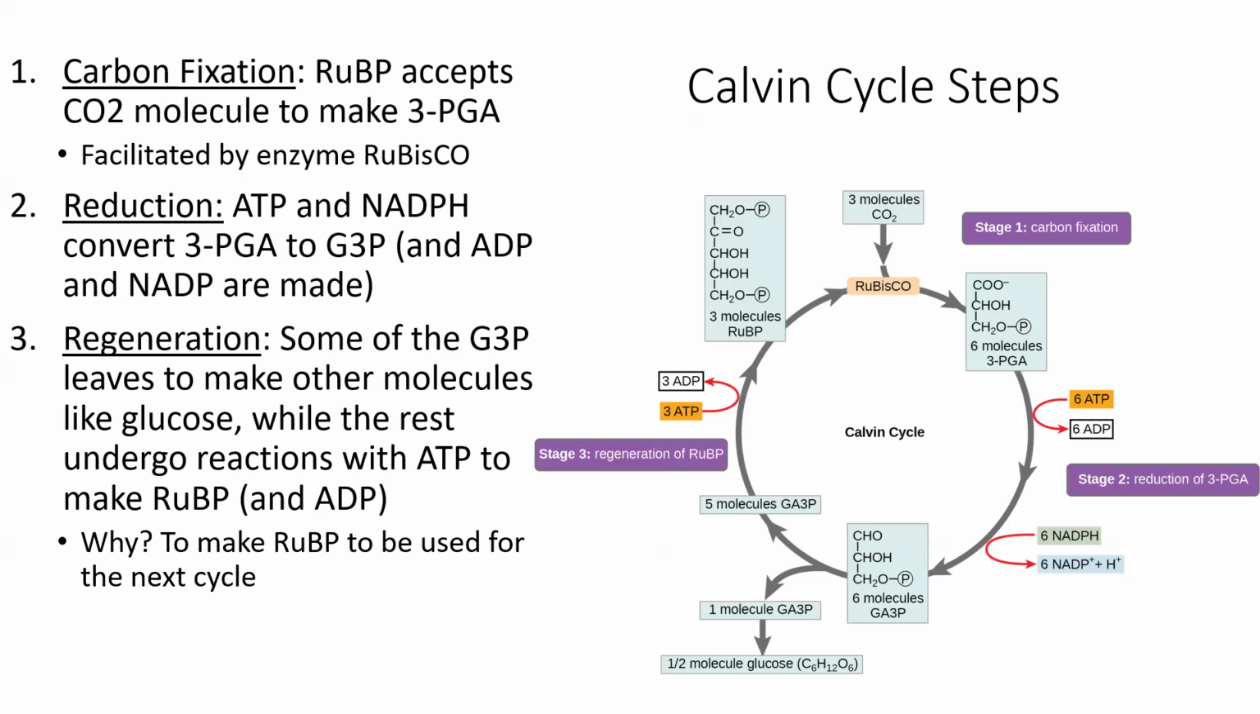So I mentioned here for this regeneration step, which is where we're regenerating this RuBP molecule. The reason we need to do that is so that the cycle can continue to turn in order to make that glucose molecule or those other sugar molecules. So Rubisco is what we start with. It's also what we end with, which is how these cycles tend to work.